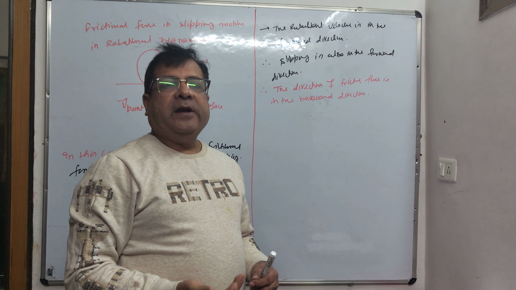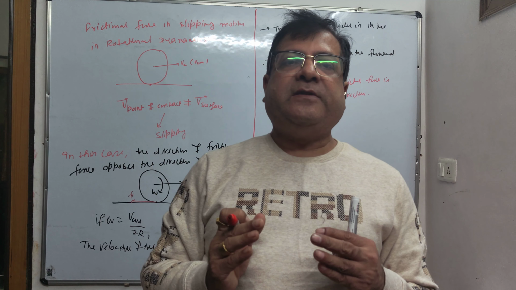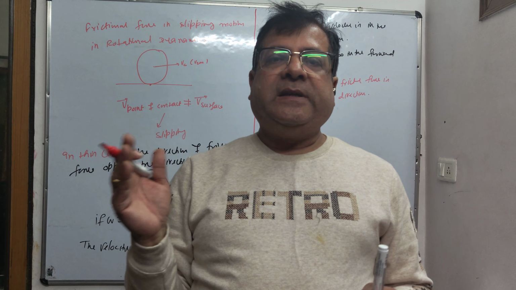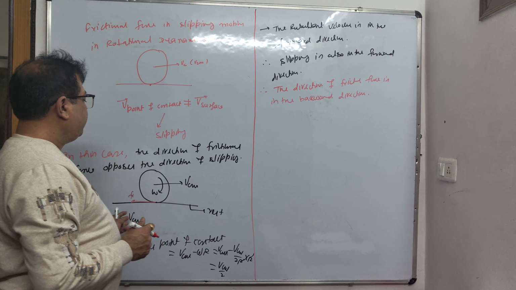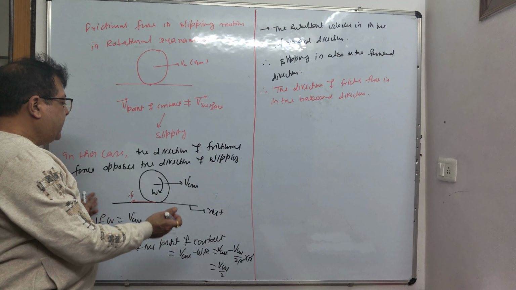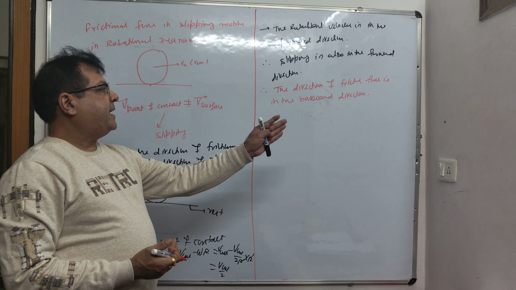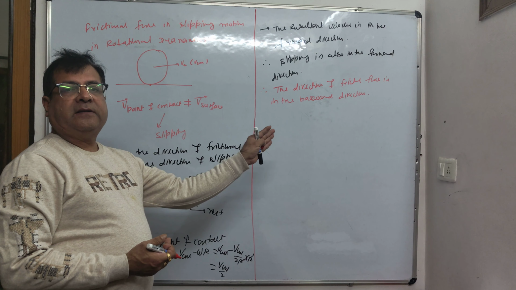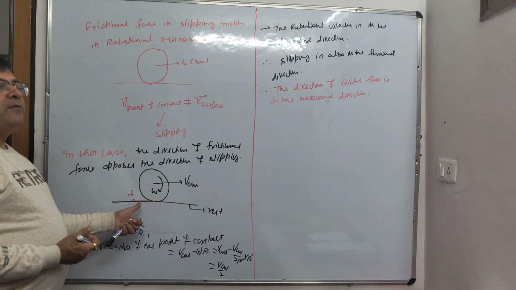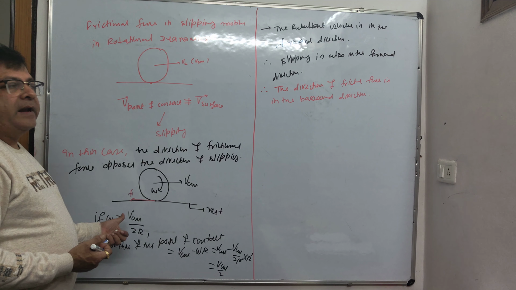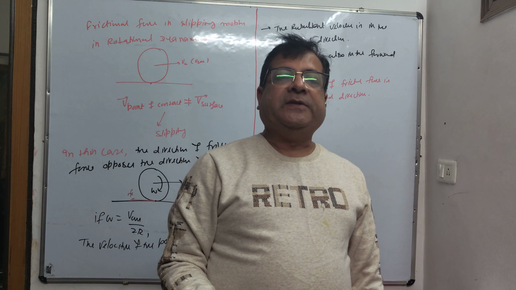Already I told you, in rolling motion, the velocity of the point of contact always matches the velocity of the surface. But when the object is slipping, then it is not equal. So either it will slip in the forward direction or the backward direction. In this specific example, the resultant velocity is in the forward direction, so slipping is in the forward direction, so the direction of frictional force is in the backward direction. Right? Now, what is the magnitude of this frictional force?